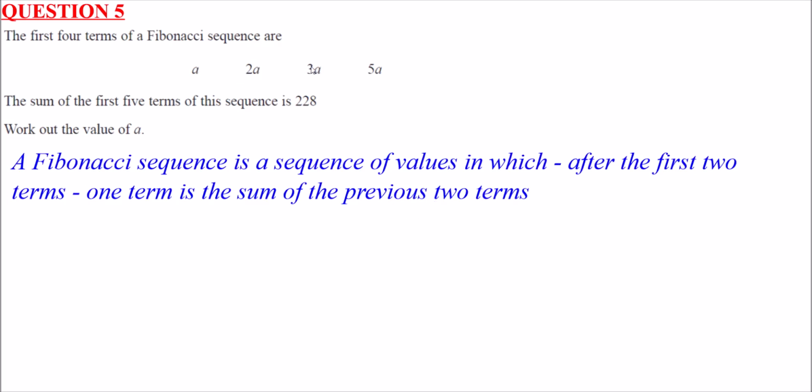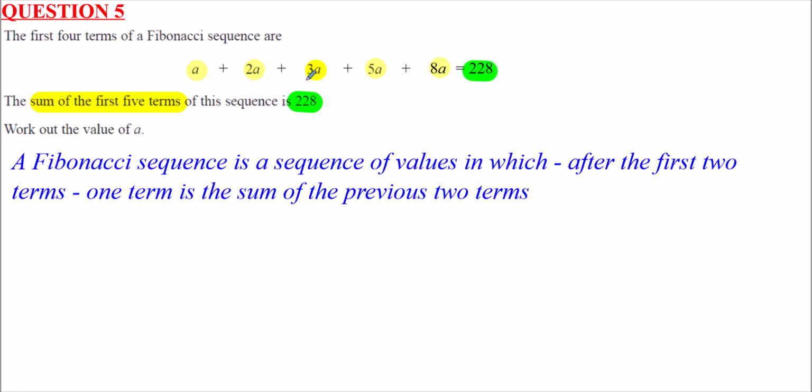If you look at this term 3a, that's the sum of the 2a and the a before it. 5a is the sum of the 3a and the 2a before that as well. So we could actually carry on and say that this must be 8a, because 8 is 5 plus the 3 before it. We're now told the sum of the first 5 terms is 228. So this one, plus that one, plus that, plus that, plus that, needs to add up to 228.